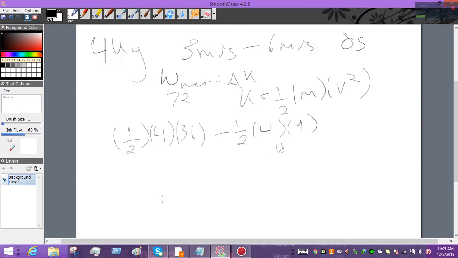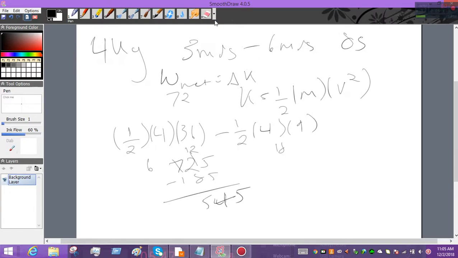So 72 joules minus 18 joules, if we just do some quick subtraction, that would be 54 joules. So we know that our work is 54 joules because in this case, our net work was our work applied, and that work applied equals change in kinetic energy, so we use the change in kinetic energy.